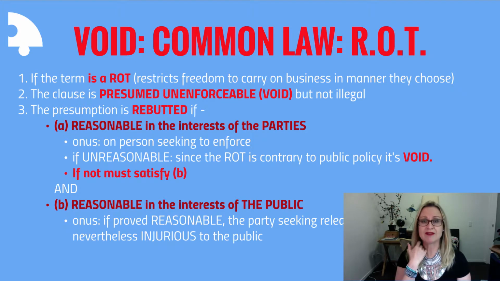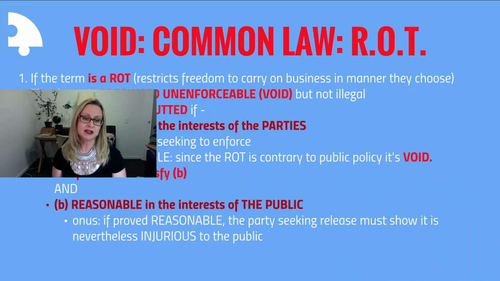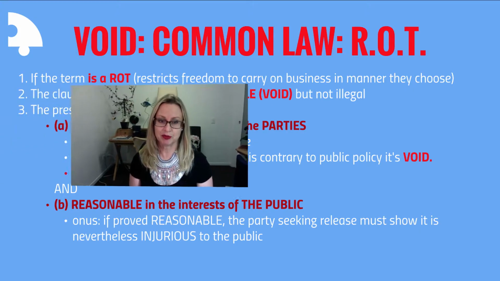to go on and look at the second step in the process, and you've got to show that the provision is reasonable in the interests of the public. Here the onus shifts to the other party, the party that's seeking release from the restraint of trade, and they will have to show that even though the restraint is reasonable as between the parties, nevertheless it's going to somehow hurt the public, and for that reason it should be struck out and void. So that's your two-step process.